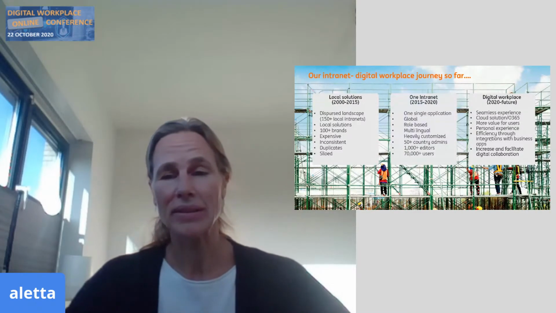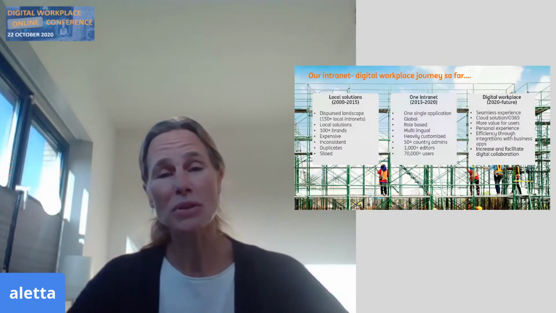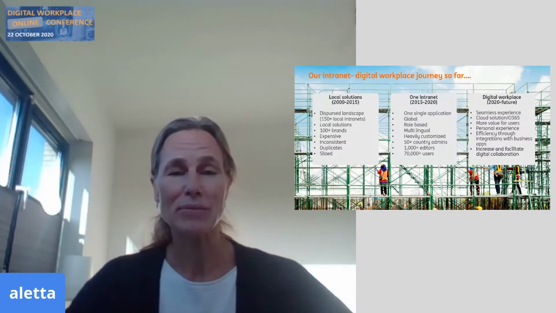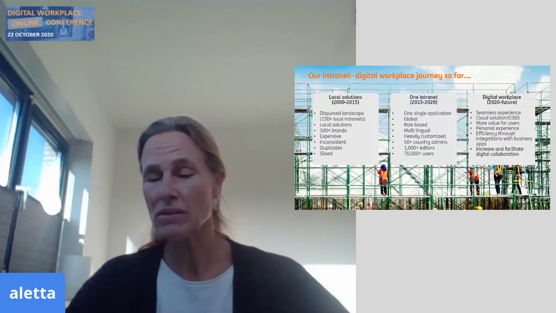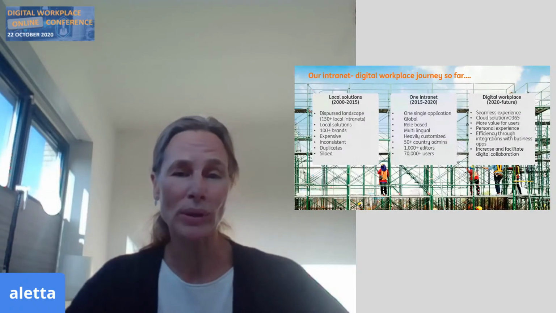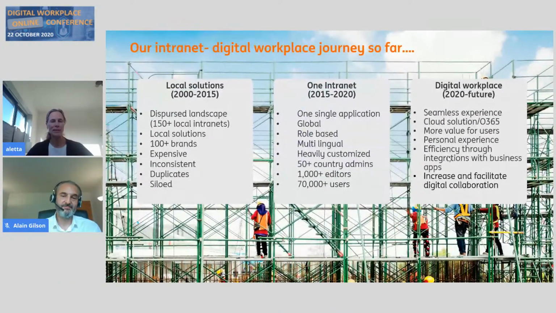We currently have quite an interesting governance structure in place, with a lot of people facilitating our intranet. We have over 50 country admins, as we call them, so people who are locally responsible for their part of the intranet. Together with a team of people, I work for the global team, and we run it from headquarters. But of course, we cannot go without the collaboration with our colleagues in the countries to make sure that we run our intranet in an efficient way. And we have over 1,000 people publishing content on the intranet, and we do that for more than 70,000 users.